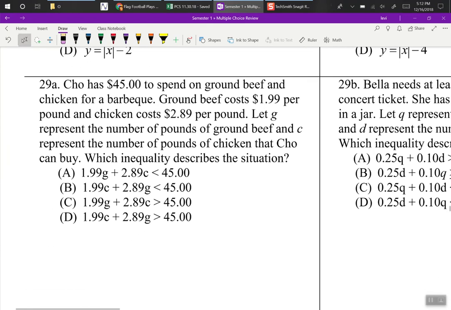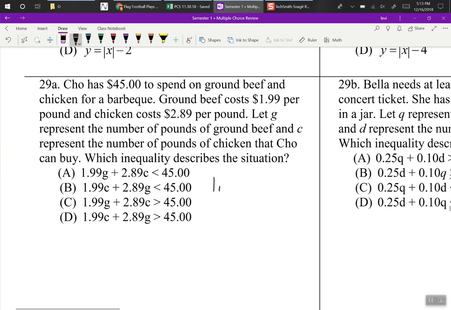29. Joe has $45 to spend on ground beef and chicken for a barbecue. Ground beef costs $1.99 per pound and chicken costs $2.89 per pound. Let G represent the number of pounds of ground beef and C represent the number of pounds of chicken that Joe can buy. Which inequality describes the situation?